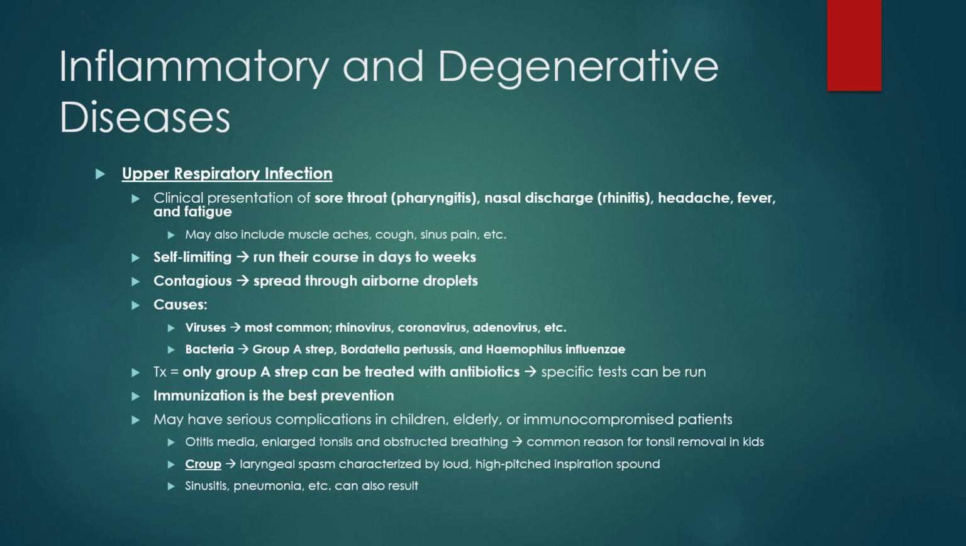Now let's shift from the mouth straight into the upper respiratory tract. Upper respiratory infections are among the most common diseases worldwide, and yes, they are the reason your entire lab is coughing by week 3 of winter semester. Clinically, URIs present with a combination of sore throat, which is pharyngitis, nasal discharge, which is rhinitis, headache, fever, and fatigue. A general feeling of I should not be at work today. Additional symptoms can include muscle aches, cough, and sinus pressure.